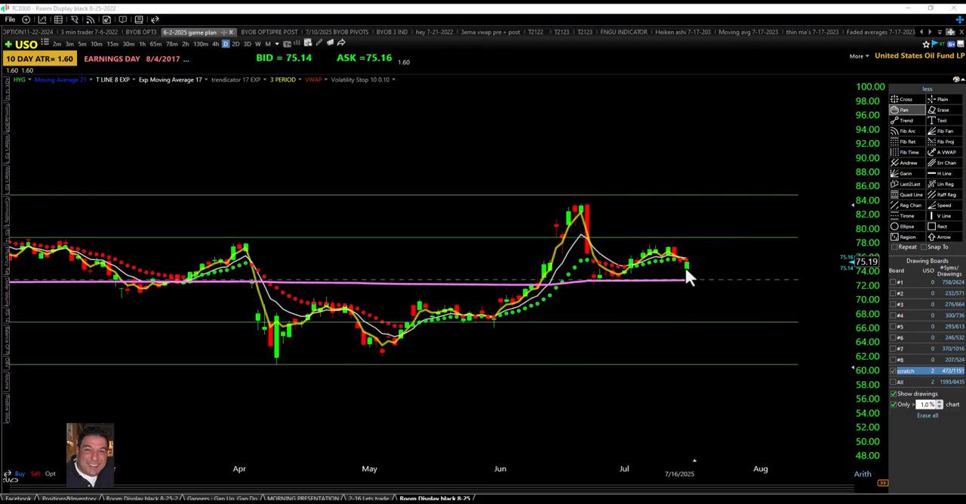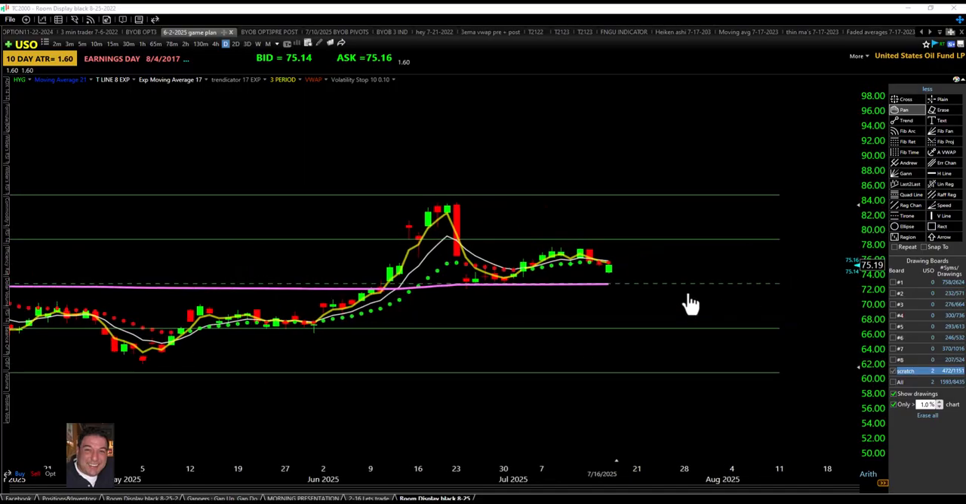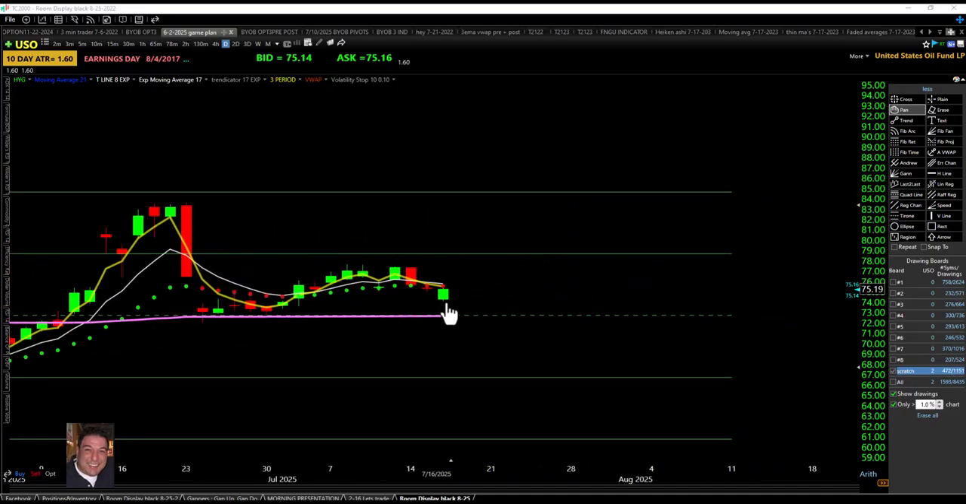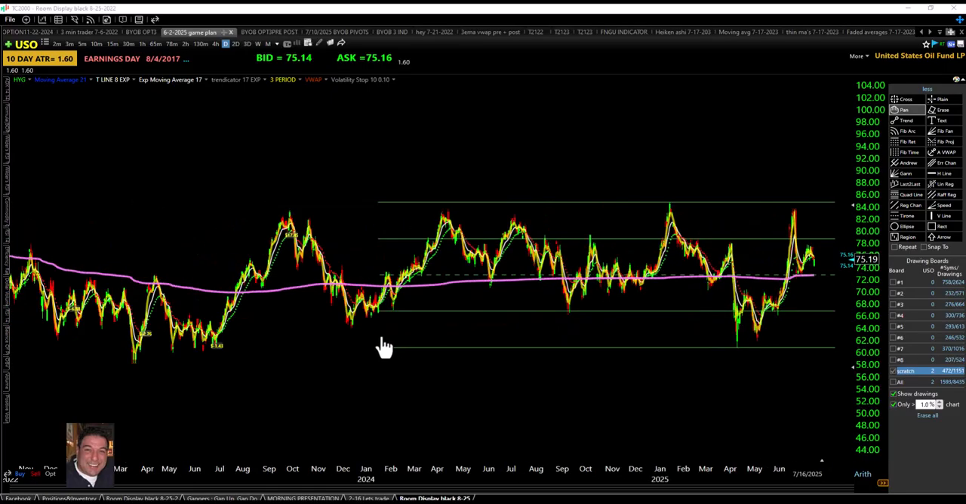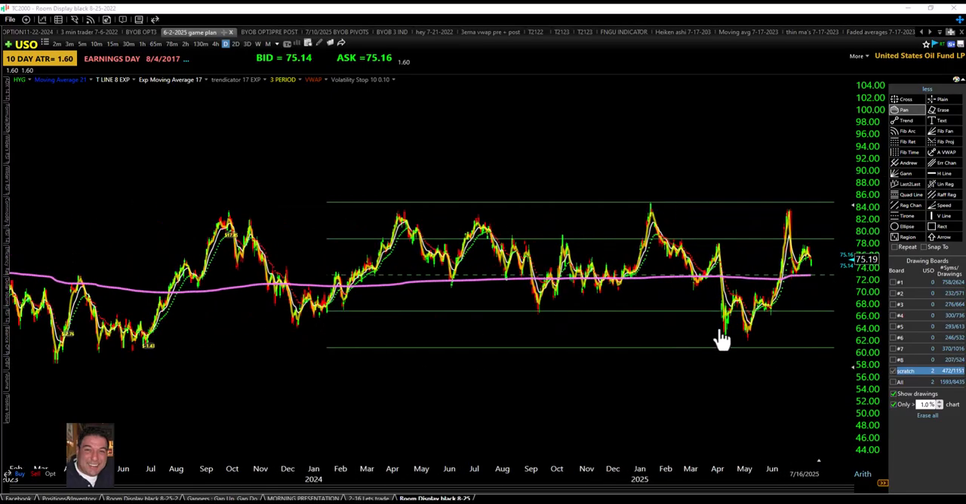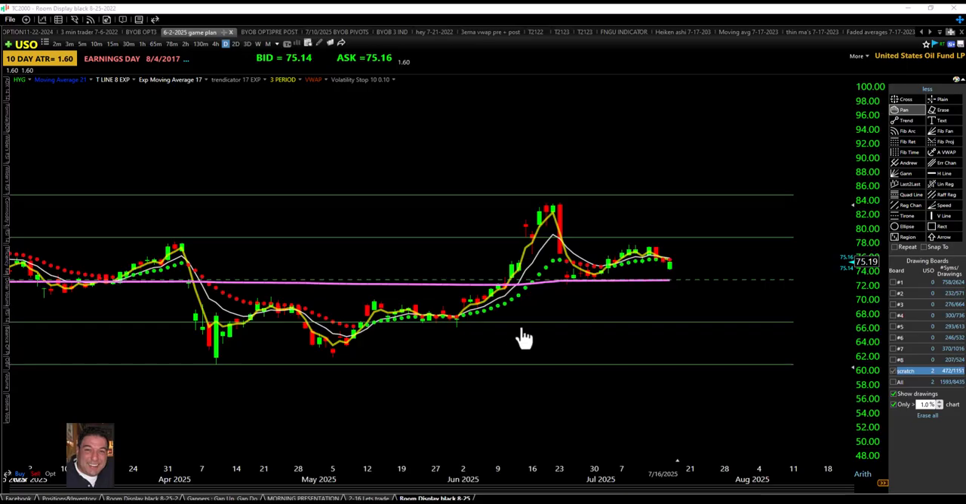USO putting in a green candle, but they had to gap down to get it green. So there's a lower high and a lower low, closing underneath, bearish trapping underneath the 17, but on top of this three-year high anchored VWAP. So just neutral. Continues to make higher lows. See, here's a low, there's a higher low. Another higher low. Here's a couple highs, there's a higher high.